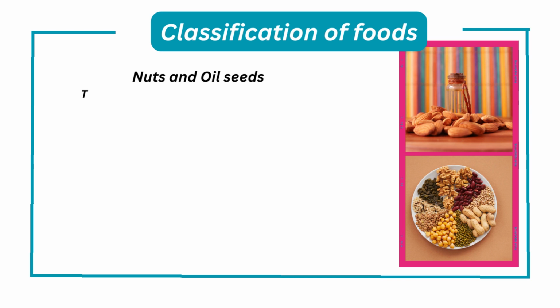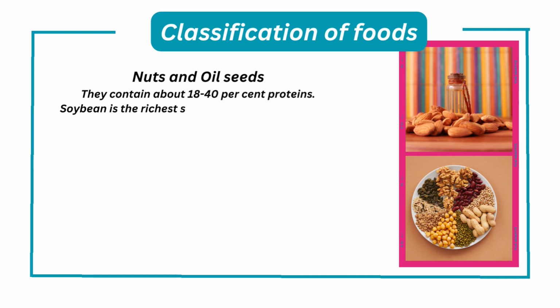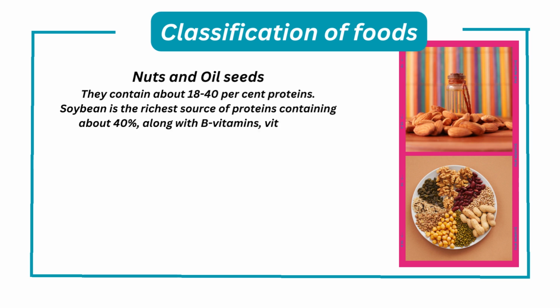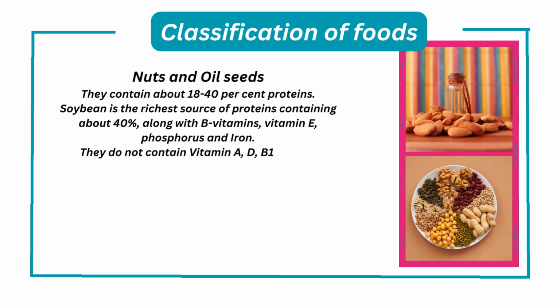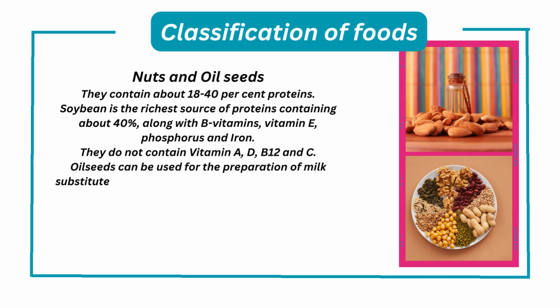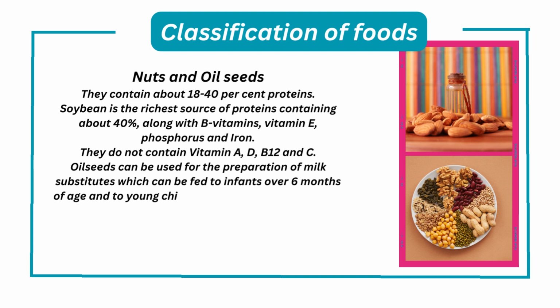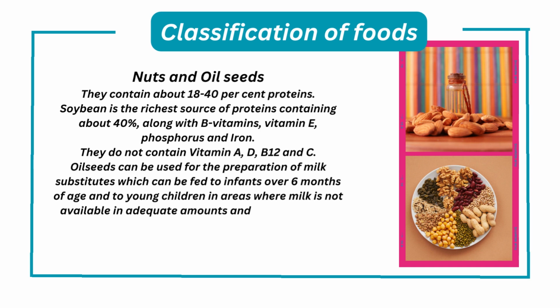Third, nuts and oilseeds. They contain about 18 to 40% of protein. Soybean is the richest source of protein, containing 40% along with vitamin B, vitamin E and phosphorus and iron. They do not contain vitamin A, D, B12 and C. Oilseeds can be used for the preparation of milk substitutes which can be fed to infants over 6 months of age and to young children in areas where milk is not available in an adequate amount and children having lactose intolerance.